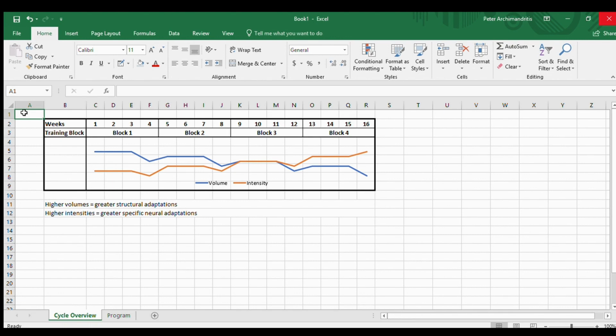create a strength cycle. So this can be basically done for any strength exercise in order to peak our strength and beat our previous personal bests.